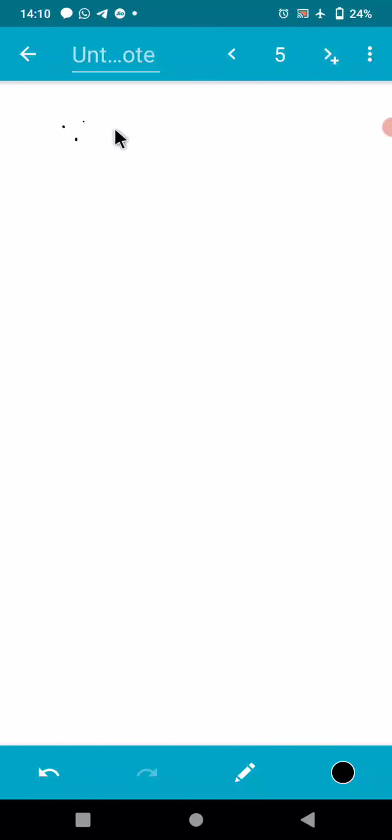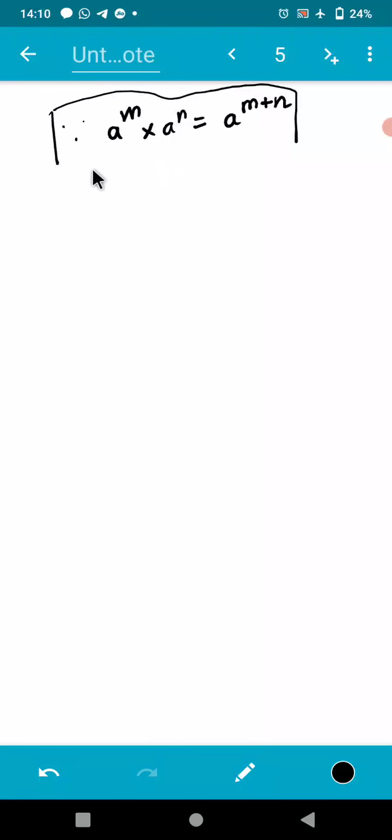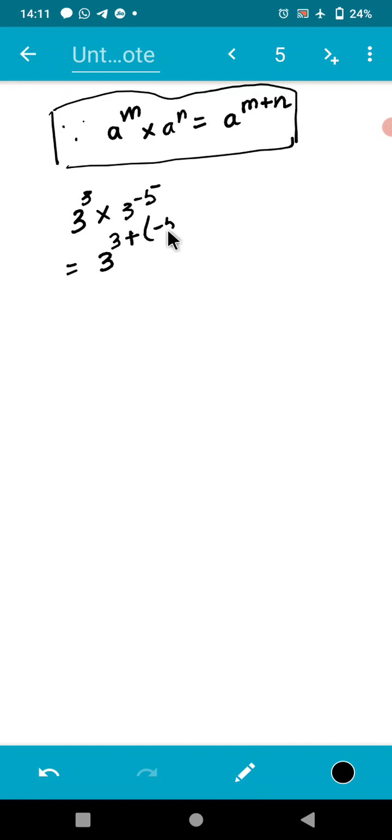So before we solve, we have to write the law, that is a to the power m into a to the power n equals a to the power m plus n. To solve the final part of the question, we'll use this law. So let's write the final part again: 3 to the power 3 into 3 to the power minus 5. So the next part would be 3 to the power 3 plus, this is already carrying a minus sign, so we'll put it inside the bracket. Now let's open the bracket. So 3 to the power plus minus is minus 5. If you solve this, we'll get the power as minus 2.